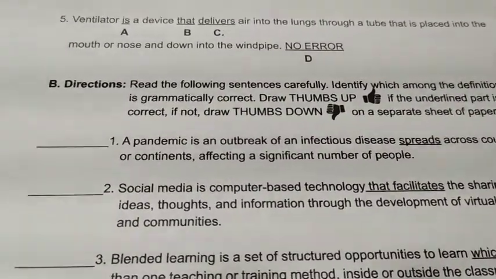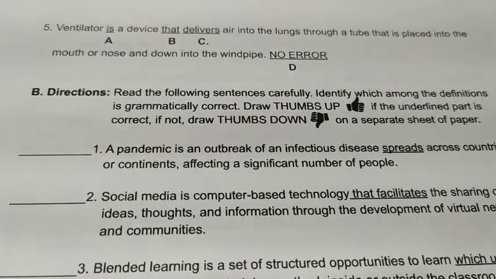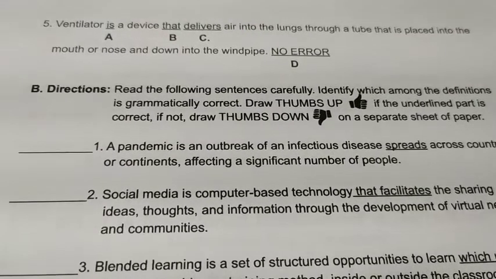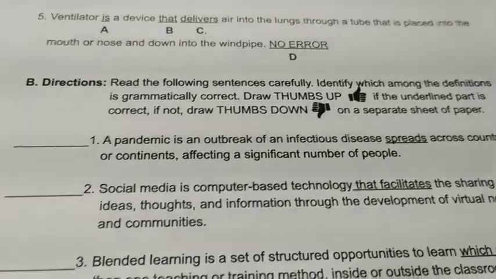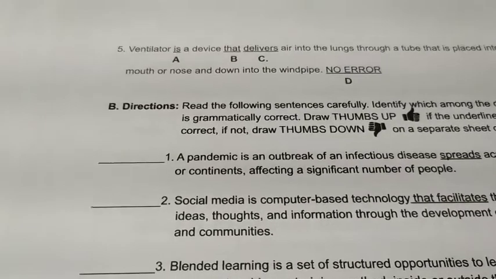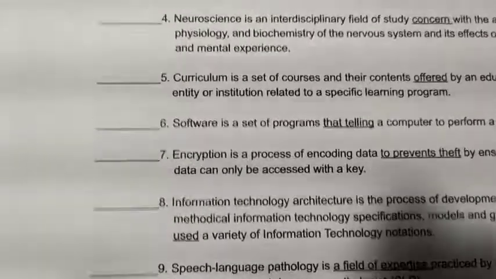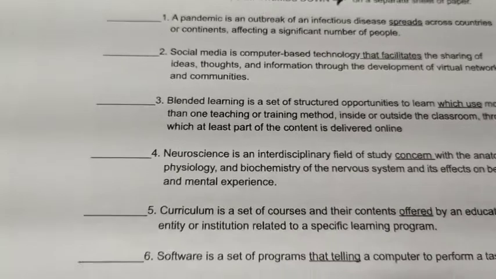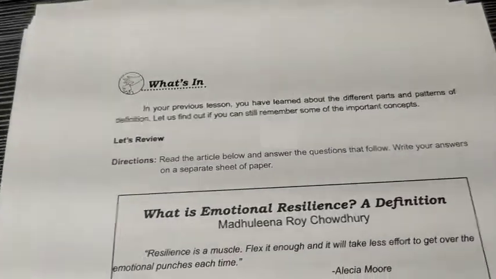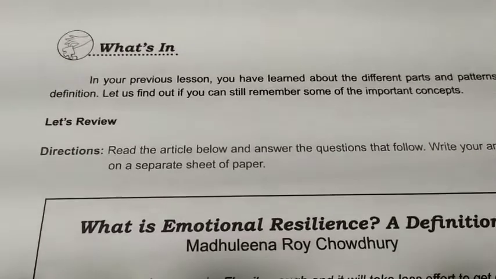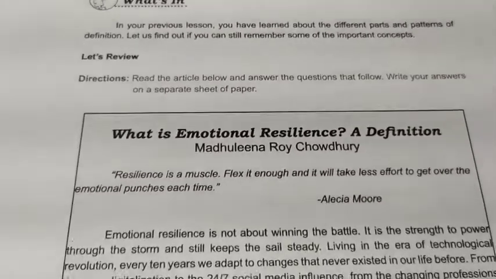However, in Part B you will draw a thumbs up if the underlined part is correct, and a thumbs down if it is not. In items 1 to 5, you identify what is wrong. In items 1 to 10, in this Part B, you will simply identify if it is correct or not. In "What's In," you will read the article below and answer the questions that follow. Write your answers on a separate sheet of paper.